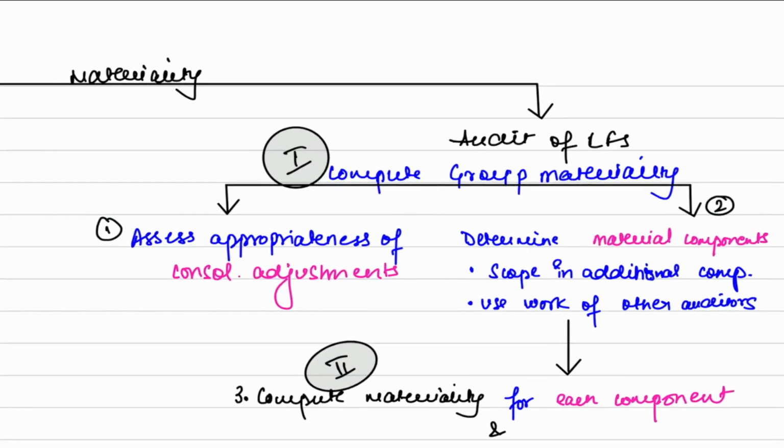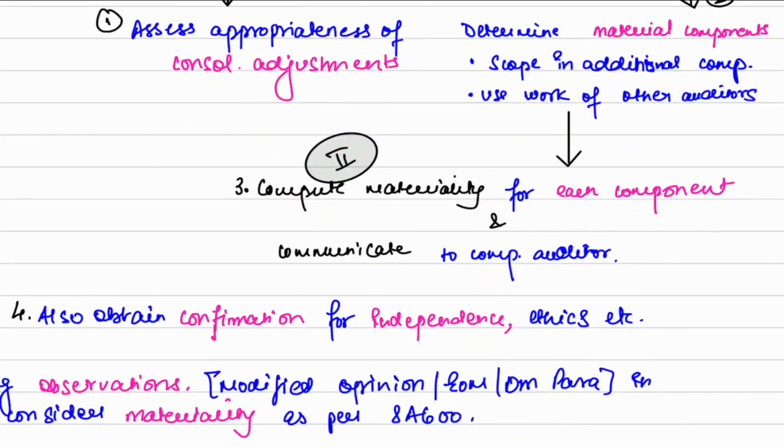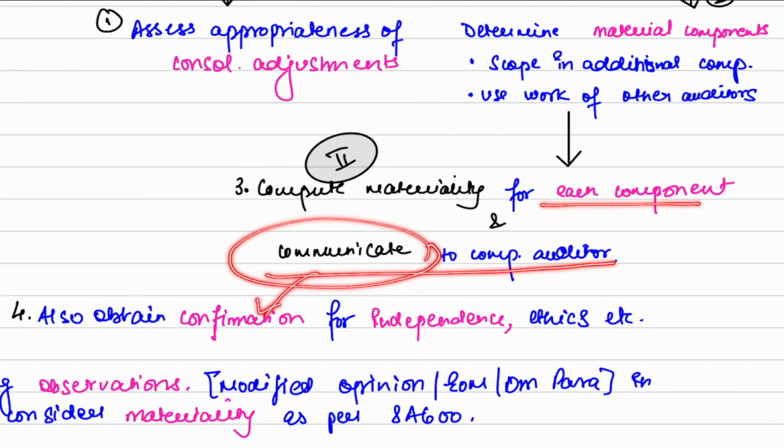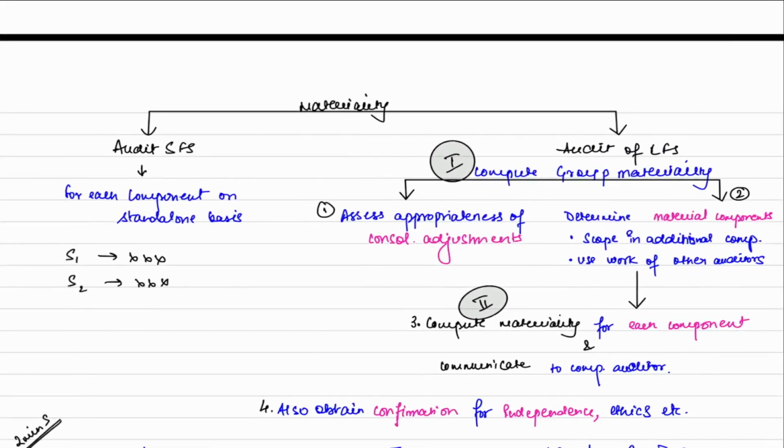Okay, sir. So group materiality has 2 uses. Audit the consolidation adjustments and determine the material components in the group, because they will become a part of your scope and there you may use the work of another auditor. Now for these material components, you compute the separate materiality. So compute the materiality of each component and communicate to the component auditor. Now when you are communicating, also take a confirmation that the other auditor is independent and has complied with ethics. Are these 4 points clear?